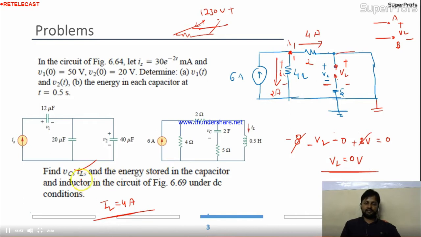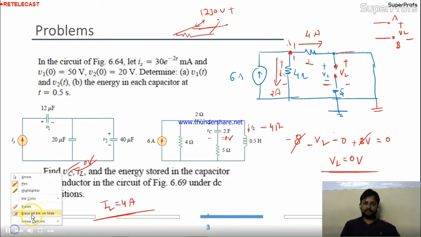So the second question, the VC is 0 volt. This is 0 volt and this IL is 4 ampere. Now come to the second part of the question.